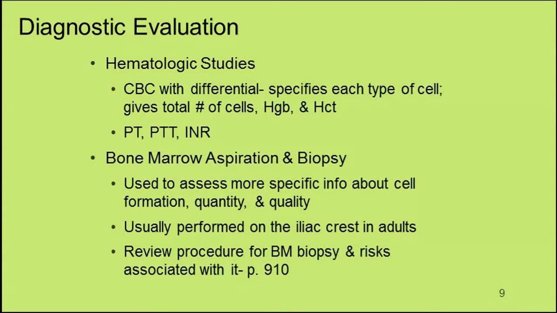Another test that we do frequently is bone marrow biopsy or bone marrow aspiration. Of course, it's used to assess more specific information about cells. Again, it's going to give us information about quantity, how many are being produced, and the quality: shape, formation, functionality of those cells. It is performed in adult patients. We take the biopsy or the aspiration from the iliac crest, and it's usually done under moderate sedation.